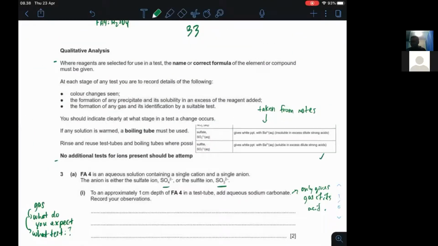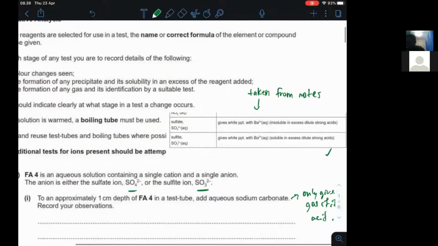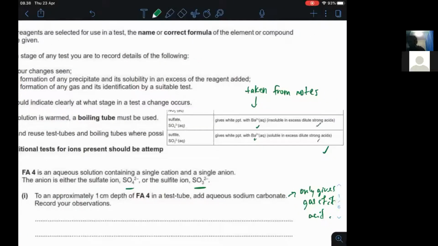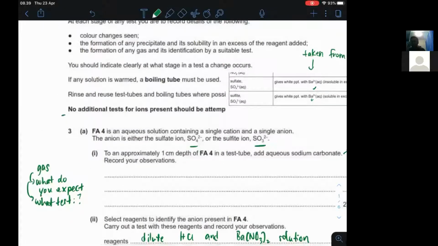This is where the notes are very helpful. Here they say to approximately 1 cm depth of FA4, add aqueous sodium carbonate. The barium and strong acid tests we haven't used yet. But here, you have FA4 and you add sodium carbonate, and then you need to record your observation. Imagine you're doing the test now. When you add the sodium carbonate into FA4, what happened?